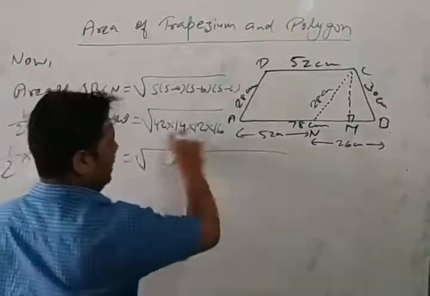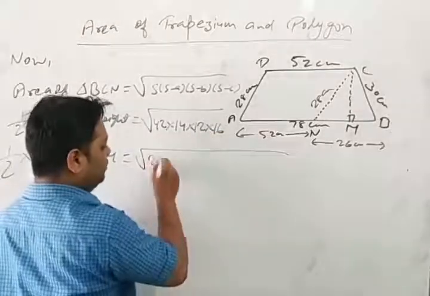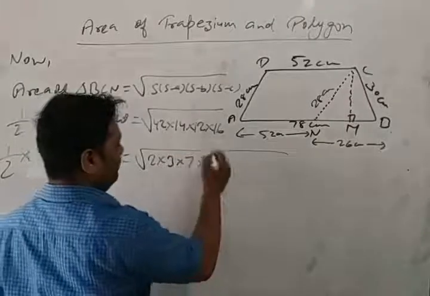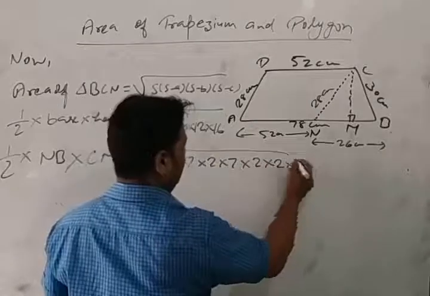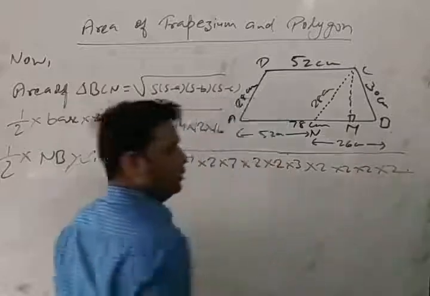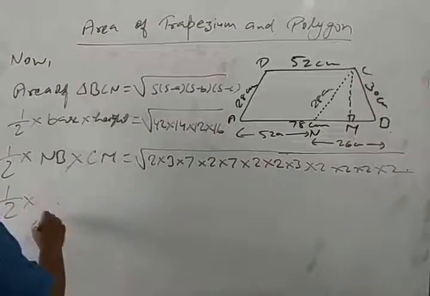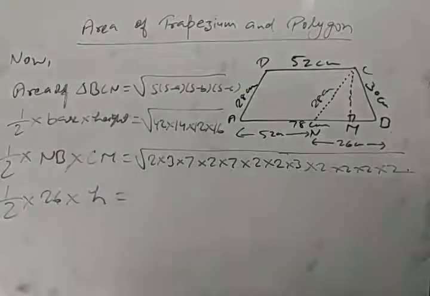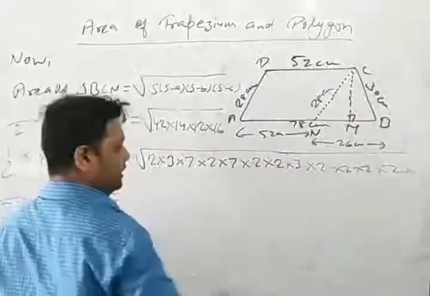Now factorize all the terms into prime factors. The prime factors of 42 will be 2 into 3 into 7, 14 is 2 into 7, 12 is 2 into 2 into 3, and 16 is 2 into 2 into 2 into 2. Now put the value of NB and CM also. NB value is 26, but CM value is not given. We can write h as the height of the trapezium and height of the triangle also. Now find the square root.